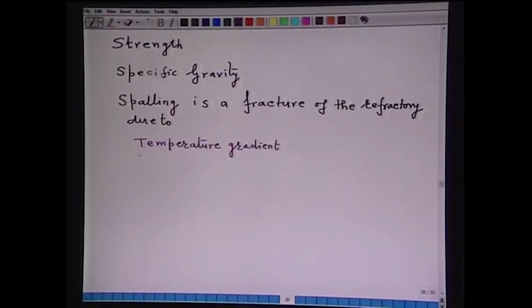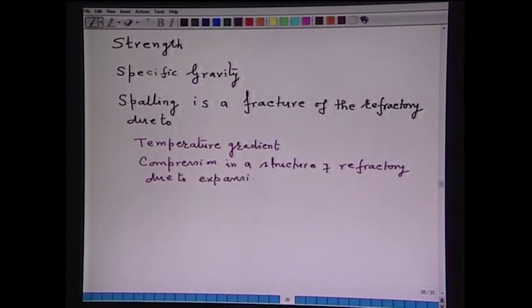Another factor that affects spalling is compression in the structure of the refractory due to expansion. Again, this will also induce stresses and hence the brick will spall.